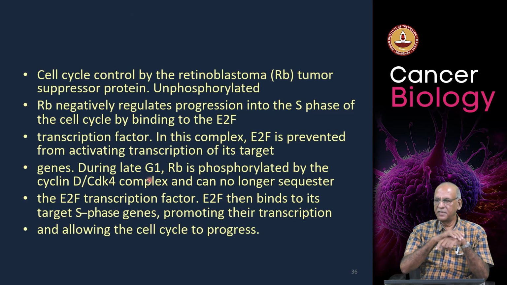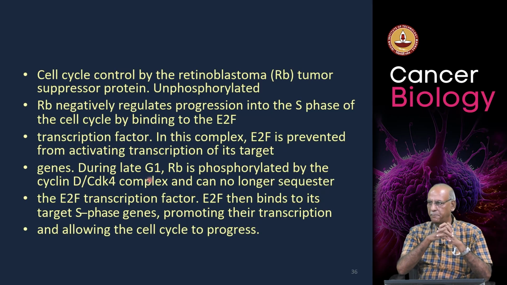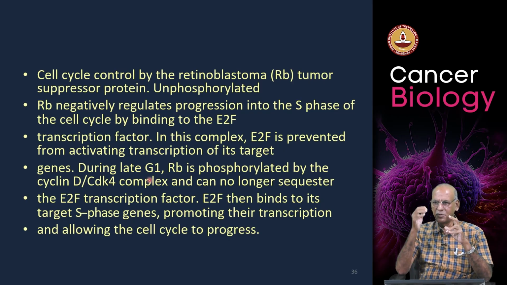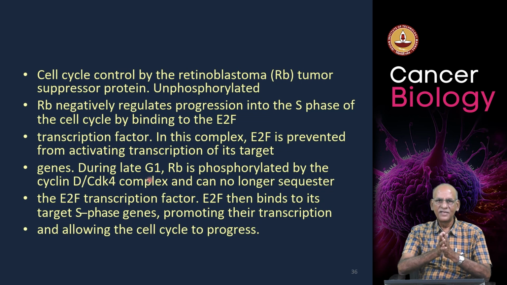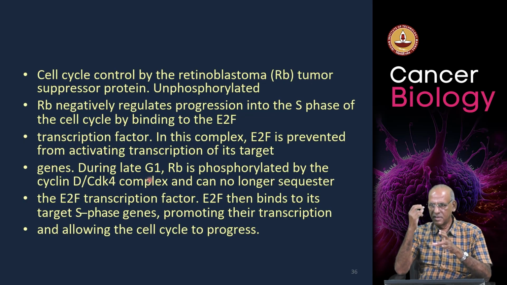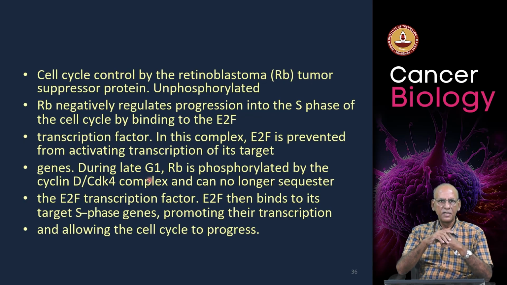Now, this is another important tumor suppressor gene, RB, retinoblastoma. Although the name refers to the retina of the eye, it is present in many cells. Of course, retinoblastoma refers to the condition of the cancer that is happening in the retina, but this gene is present in all tissues, many tissues. It's a tumor suppressor protein.